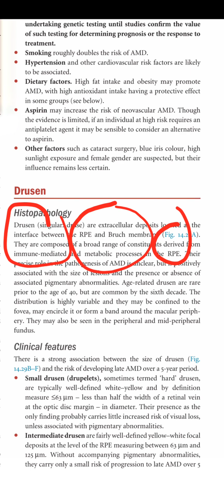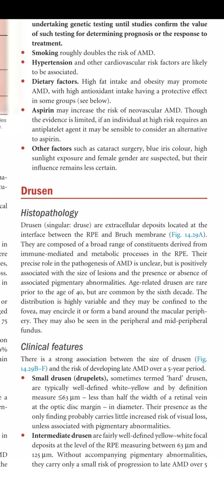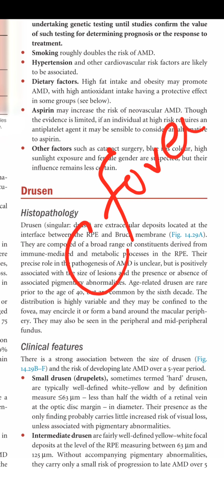Age-related drusens are rare prior to the age of 40 but are common by the 6th decade. The distribution is highly variable and they may be confined to the fovea, may encircle it or form a band around the macular periphery. They also may be seen in the peripheral and mid-peripheral fundus. So they can be located anywhere. They can be present at the fovea, they can encircle the fovea, and they can be present in the macular periphery as well.